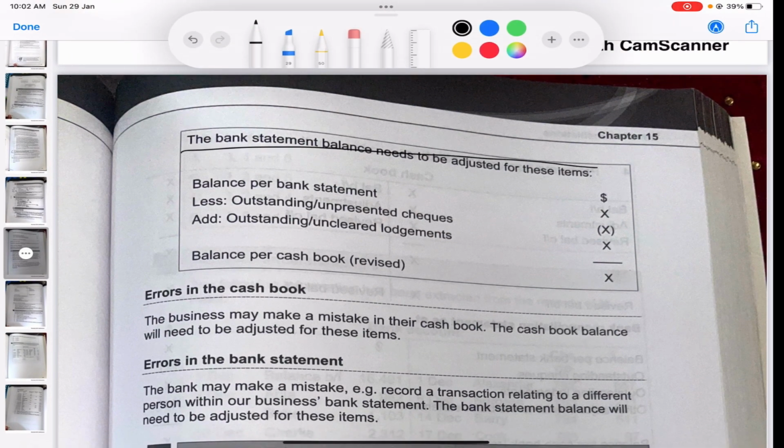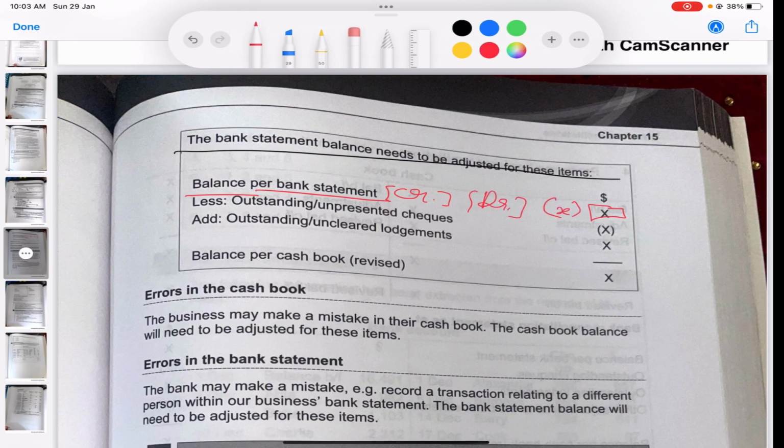The bank statement needs to be adjusted. So all the rest of the mistakes will be adjusted in the cash book, but these three things will be adjusted in the bank statement, right? Now think about it carefully and try to understand this, because once we're done with this, we are done with the entire chapter. We'll just start with the questions. Balance as per bank statement. If I have a credit statement of the bank statement, it will be positive. If I have a debit statement, then it will be negative. You can understand that now?